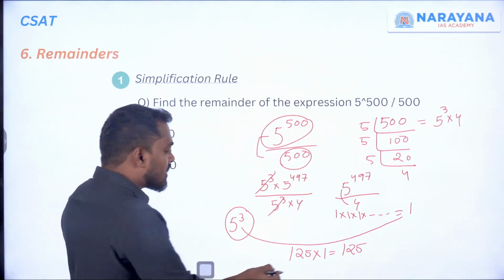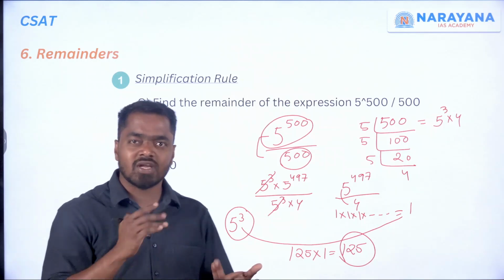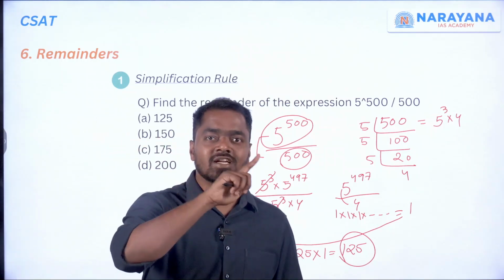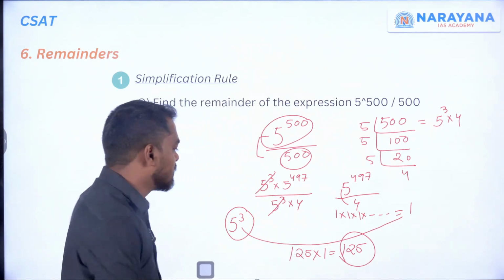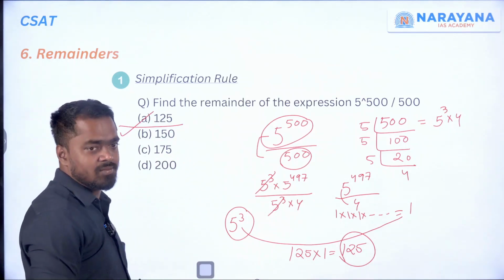Understood? Here you are getting a positive remainder, so that is your remainder. If you are getting a negative remainder, take it out from the original divisor. So the answer is option A, 125.